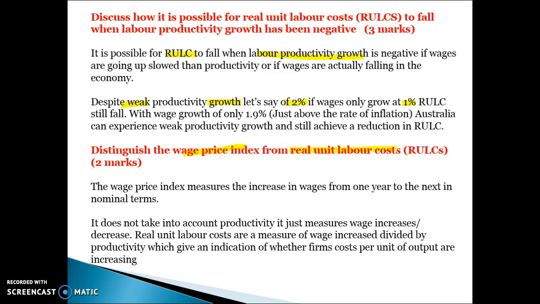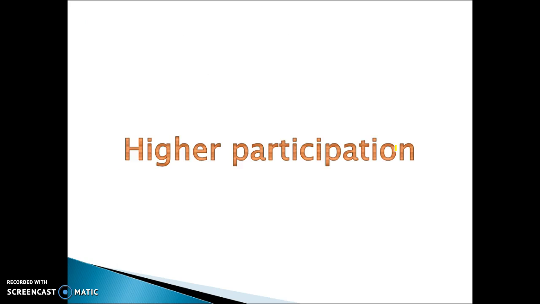Tricky question, but basically all the wage price index does is measure an increase in wages from one year to the next. So it's just looking at wages, whereas it doesn't take into account productivity. It's just looking at whether wages are going up or down. Where the real unit labour costs are a measure of wages but divided by productivity, which gives an indication of whether businesses' cost of wages per unit of production is actually changing. Okay, and that language is really important. One is just looking at overall wages, the other one is looking at what are the wages per unit of production.